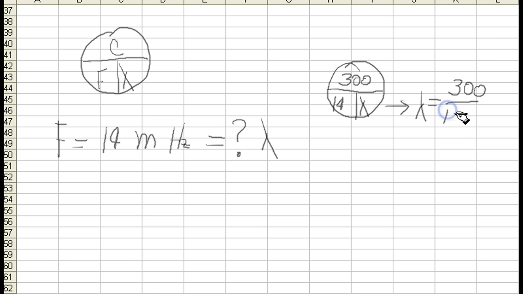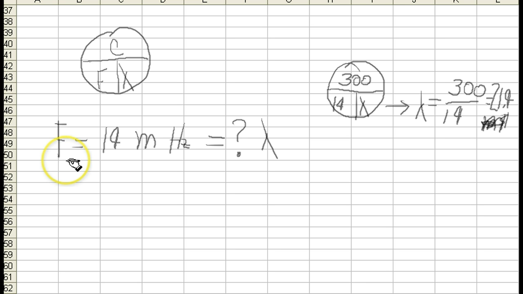divided by 14. You get out your handy dandy calculator and you will find that this equals 21.4 meters. So now you've solved for the wavelength if you knew the frequency.